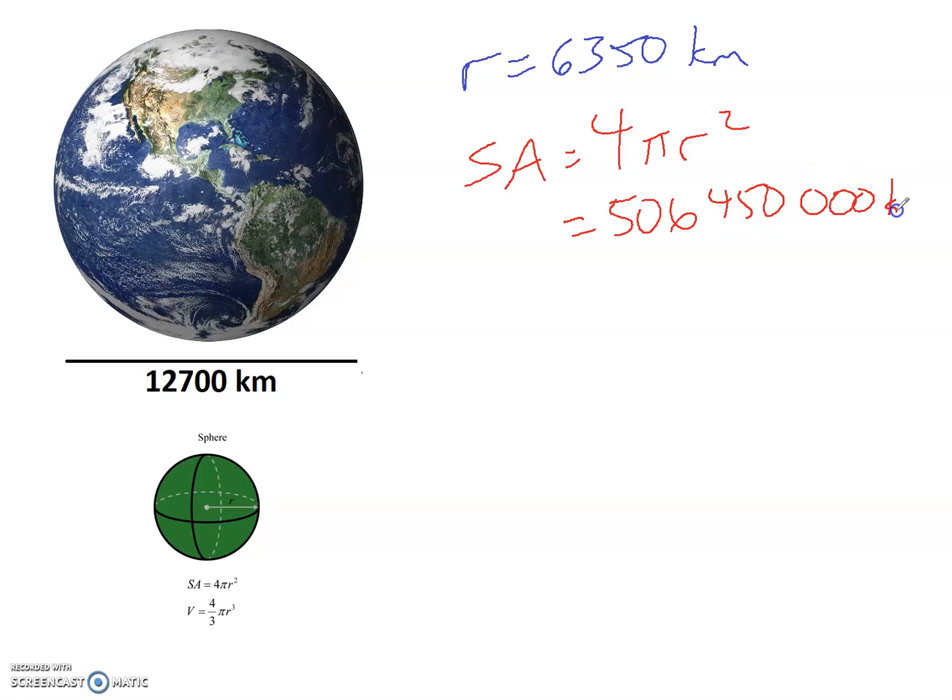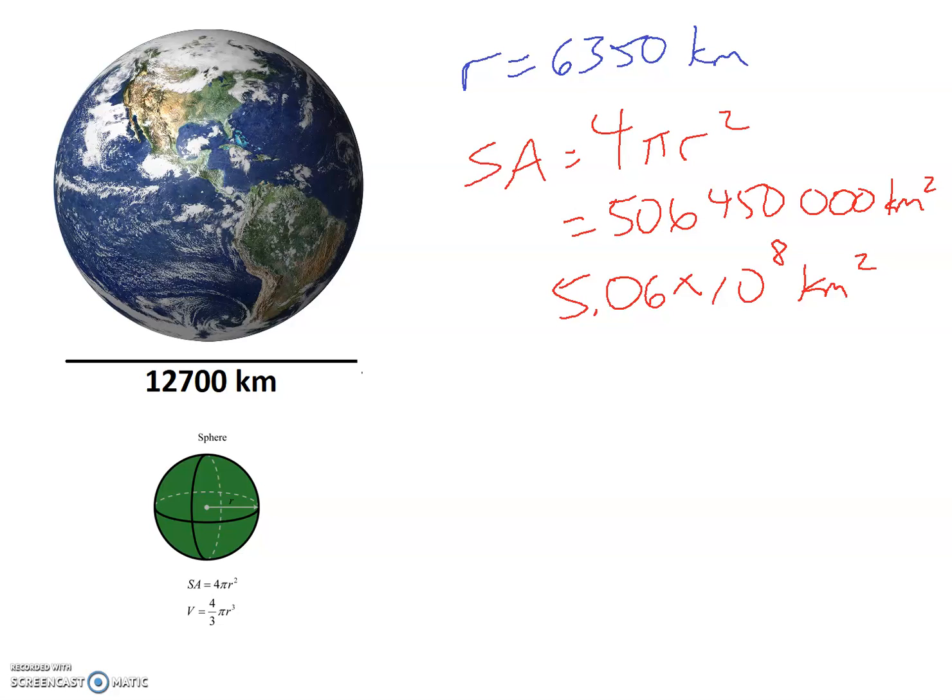506,450,000 kilometers squared. And we can actually put this in scientific notation, which makes things a little bit easier. So we'll have to round off a little bit, but that'd be about 5.06 times 10 to the 8 kilometers squared. Okay, so that would be the surface area of the entire planet, and about 3/4 of that is actually covered by water. So only about 1/4 of that is actually land, 3/4 of that would be water, but that would be the surface area for the entire planet.